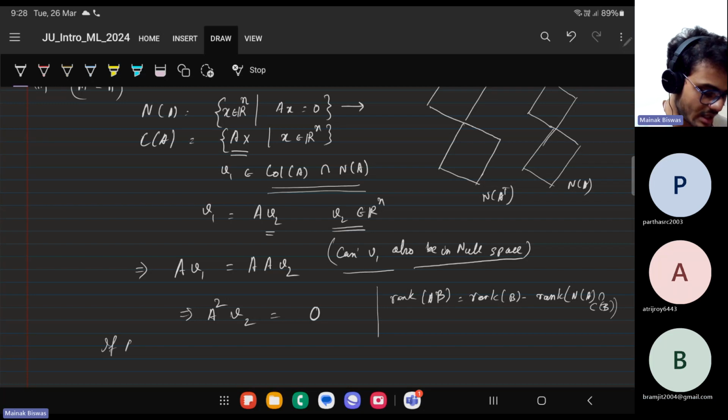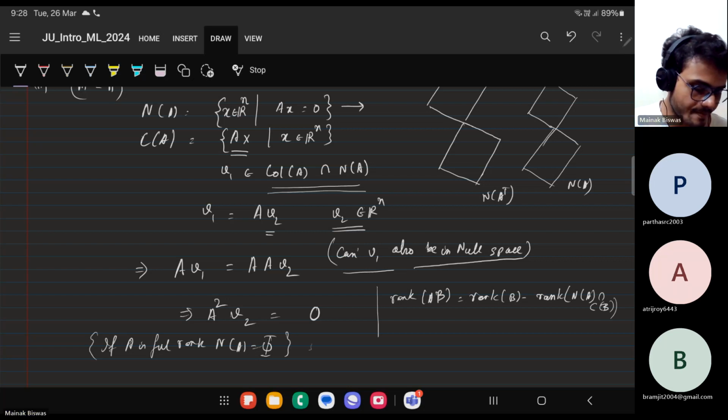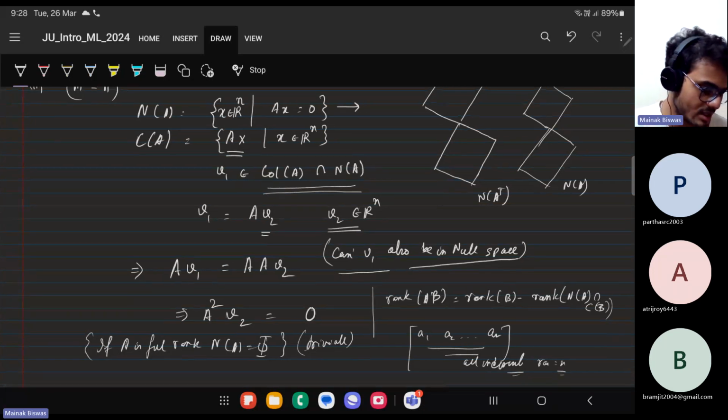If A is full rank, then the null space is anyway equal to 0. There's no null space. If it is full rank, then all are independent vectors, right? Then it's already 0. It is trivial. We'll see what rank is. Rank means A1, A2, dot dot dot, An are all independent, then rank is equal to n. We'll see what this means.